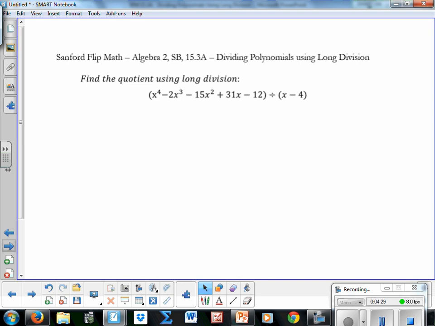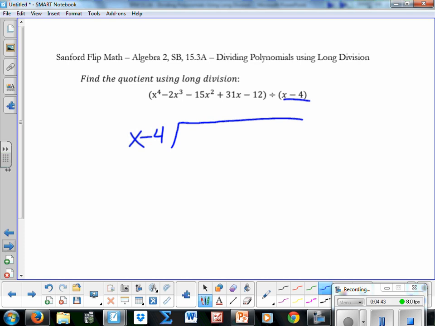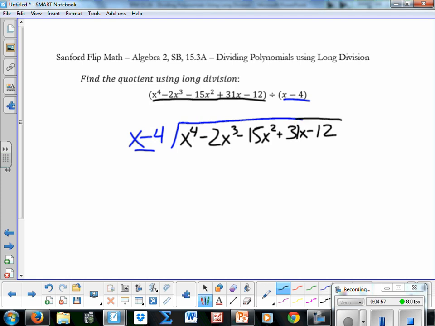All right, now I have this written in the same notation. Now, what I'm dividing by, again, I'm going to set this up like this. What I'm dividing by goes outside. So my x minus 4 goes out here. And then I have my x to the 4th minus 2x cubed minus 15x squared plus 31x minus 12. This polynomial here is what I'm dividing into.